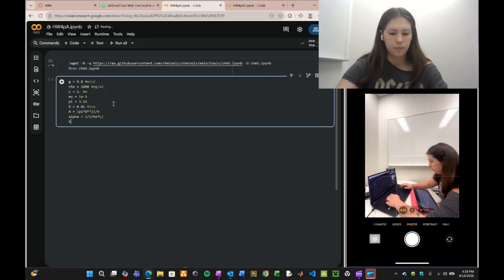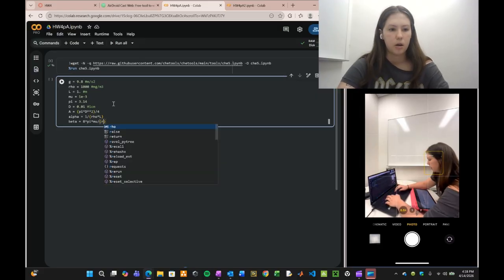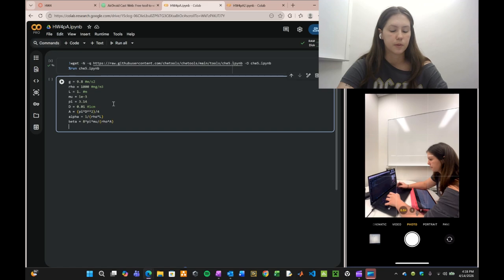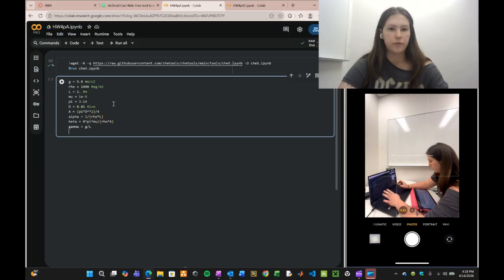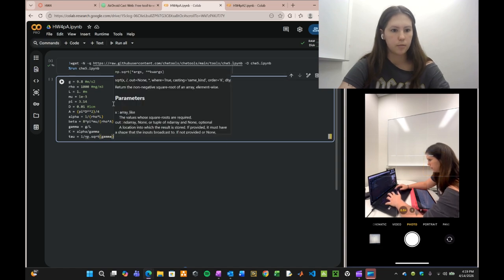And then we have beta equals 8 times pi times mu divided by rho times our area. Then we have our gamma, which is equal to just gravity divided by our length. And then we need to define our transfer function, K, which is equal to just our alpha over our gamma. And then our tau, our time constant, is equal to 1 divided by the square root of gamma.